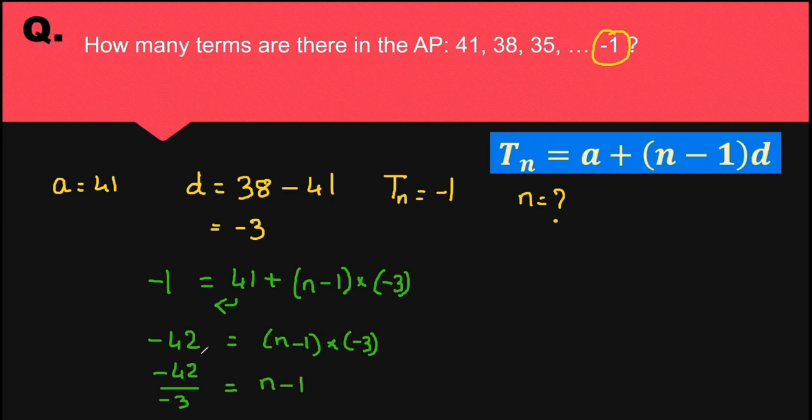So on simplifying this, minus and minus will get cancelled. 3 1 times and 3 14 times. So 14 equals n minus 1, that gives n equals 15. That means there are 15 terms in the given AP.